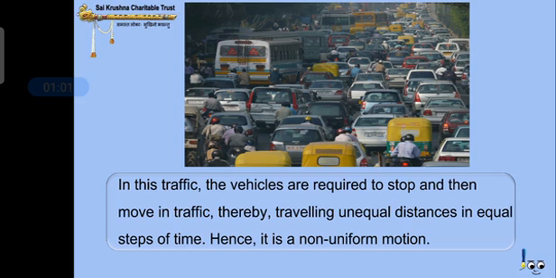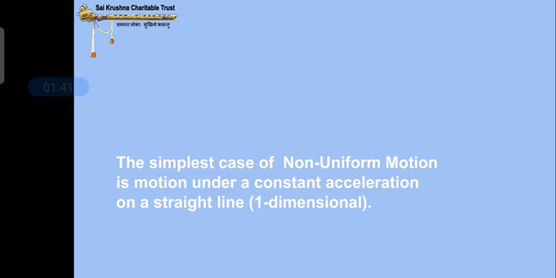Okay, so let's recall uniform motion. Uniform motion means covering equal distances in equal intervals of time, right? So non-uniform motion is exactly the opposite of that, which means what? Covering unequal distance in unequal intervals of time. No, it's wrong. It is nothing but covering unequal distances in equal intervals of time. The time has to be equal. Is it clear, children? So non-uniform motion is nothing but covering unequal distances in equal intervals of time.